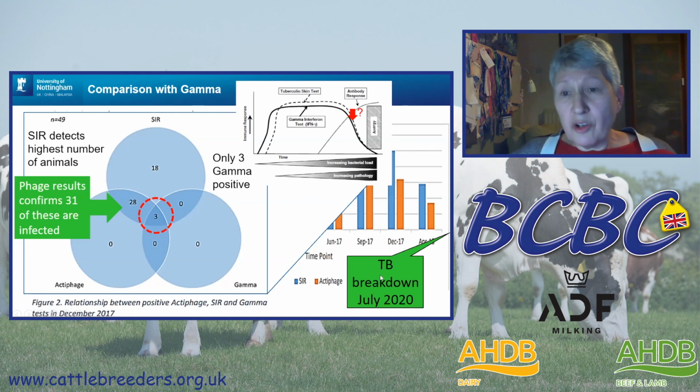And not surprisingly, as we finished the program, when they had their clear TB test, lo and behold, 18 months later, they go down with TB again on that farm, because we knew it was still there, even though we had to stop testing.